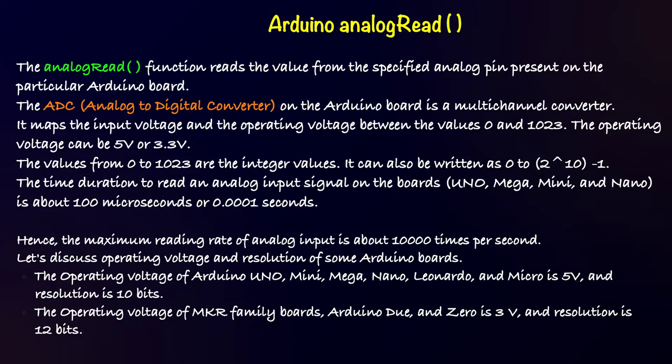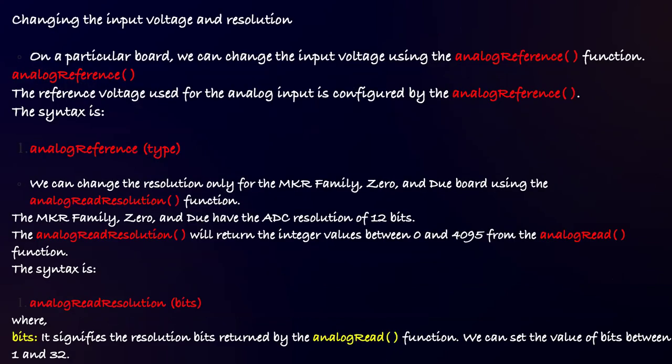Now the operating voltage of MKR family boards like Arduino Due and Zero is 3.3 volt, and resolution is 12 bits. Next, changing the input voltage and resolution. On a particular board, we can change the input voltage using the analogReference function. The reference voltage used for the analog input is configured by analogReference.